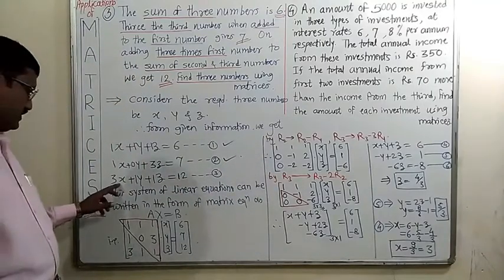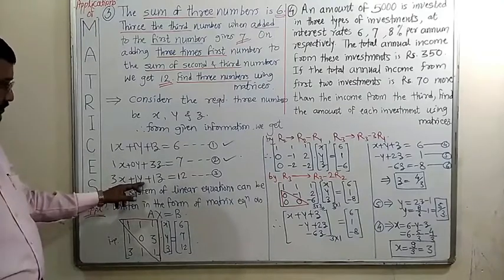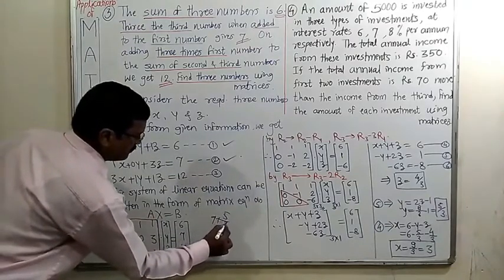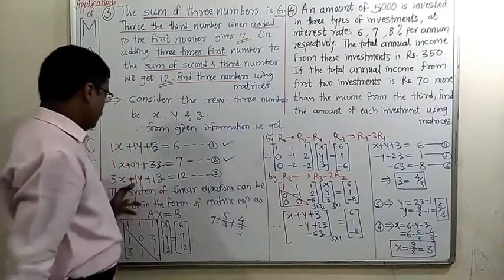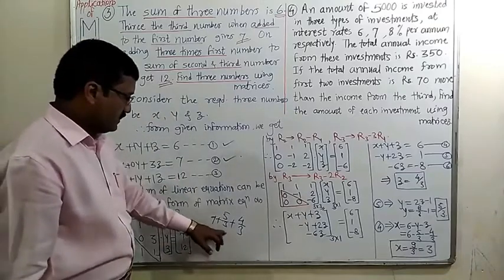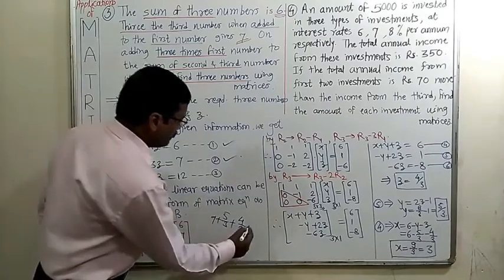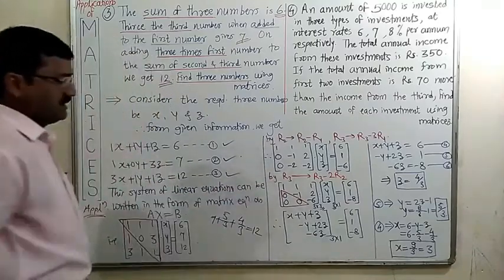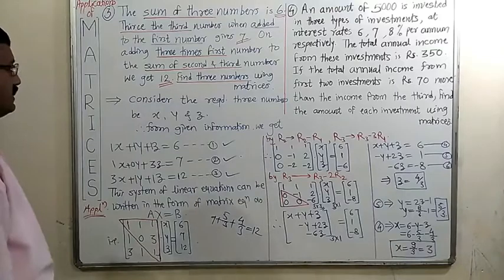Let us check the third one. 3x will give us 9, plus y means 5 by 3, so 9 plus 5 by 3, plus z is 4 by 3, and the answer should be 12. Check this. 5 by 3 plus 4 by 3 is 9 by 3, that is 3. 3 plus 9 is equal to 12. So third condition also gets satisfied. So the answer x equal to 3, y equal to 5 by 3 and z equal to 4 by 3. These are the required numbers.